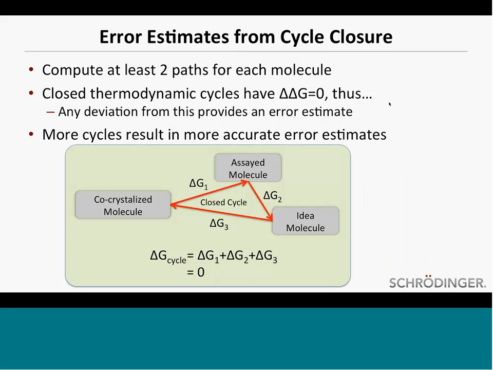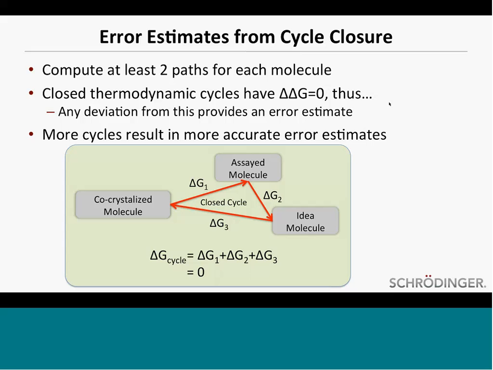So imagine that you have an idea molecule, something that you want to make. You would compare that to a molecule that has already been made, for which you have a free energy value, and also, for example, the co-crystallized molecule for which we have the binding mode. Because these are state parameters, the differences delta G1, delta G2, and delta G3, if you sum them up, should be 0 if there are no errors in the prediction, if the force field is perfect, and the sampling of all compounds is adequate.